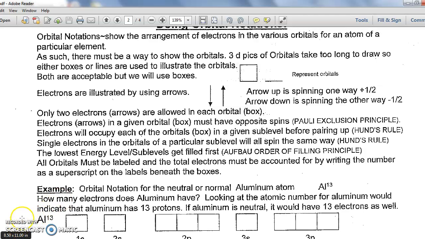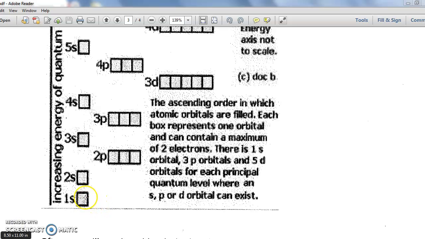When we do orbital notations, you will sometimes see them drawing the boxes for the orbitals. The first level only has 1 sublevel, the s, and the s only has 1 orbital. So there's our box. The second level has 1 orbital. Boom. The 2s, the second level, the 2s has 1 orbital. The s always has 1 orbital. So the 2s would be the next energy.